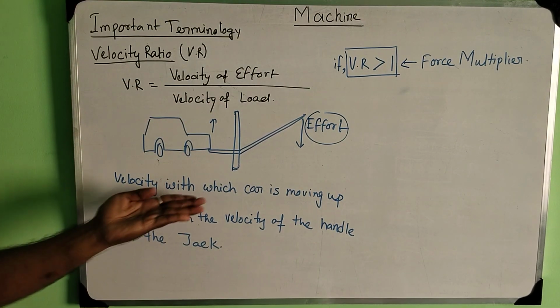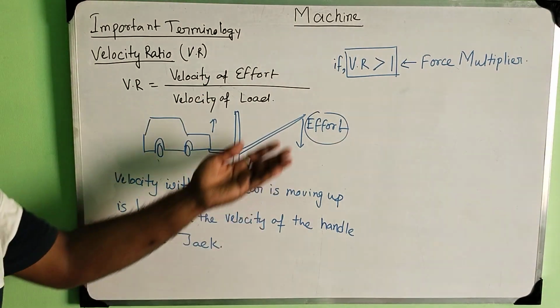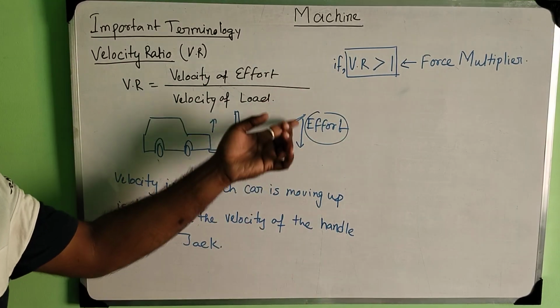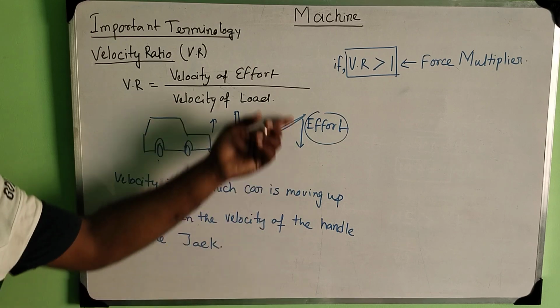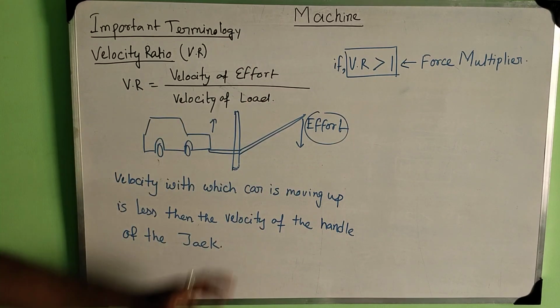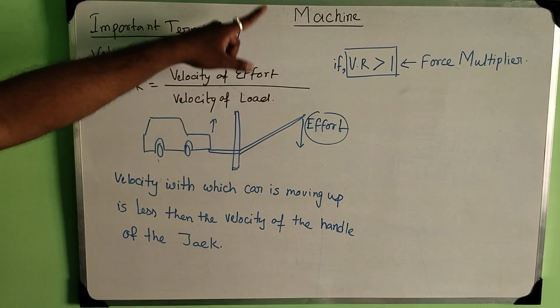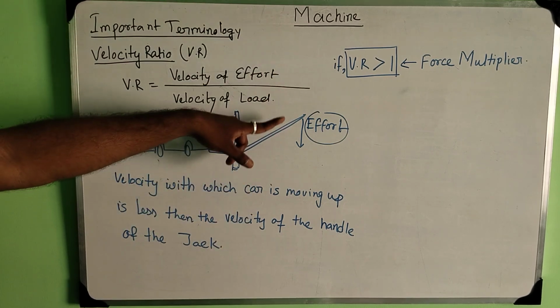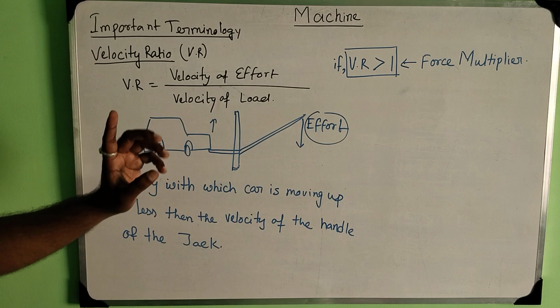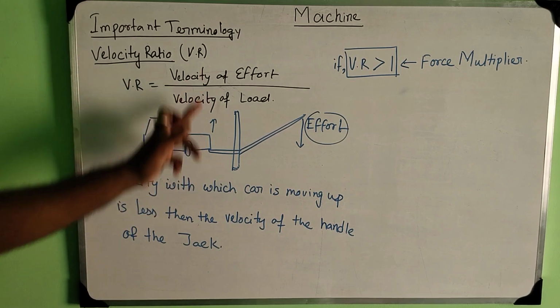So the velocity with which the car is moving up is very less than the velocity of the handle of the jack screw. The handle of the jack screw is moving, that means the effort is moving, that means the velocity of the effort point is greater than the velocity of the load point.